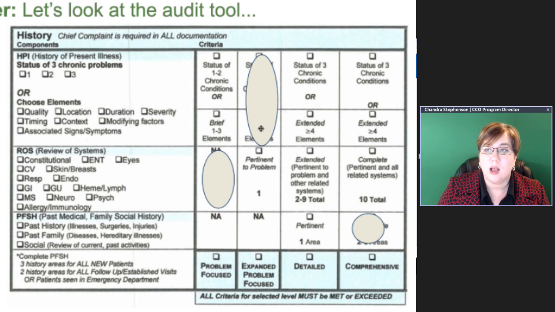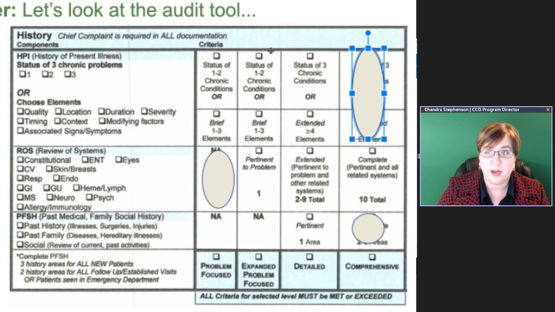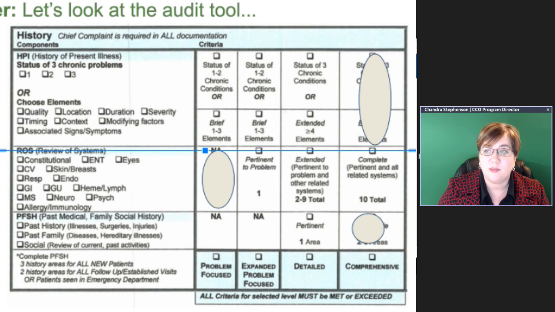Okay? Same thing. And remember that with the HPI, I only have one or two options, right? I either have expanded problem-focused or I have comprehensive. Really, there's just those two. If my history looks like this, what's my overall level? You drop to the lowest, right? Down here for problem-focused.